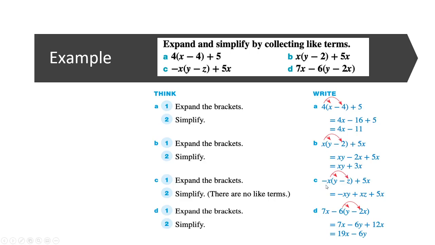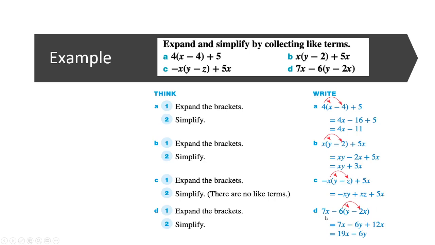The third one, negative x times y, and then negative x times negative z. So negative x times y becomes negative xy. Negative x times z becomes positive xz. And then we just bring that 5x down to complete it off. We can't simplify because there is no like terms here.